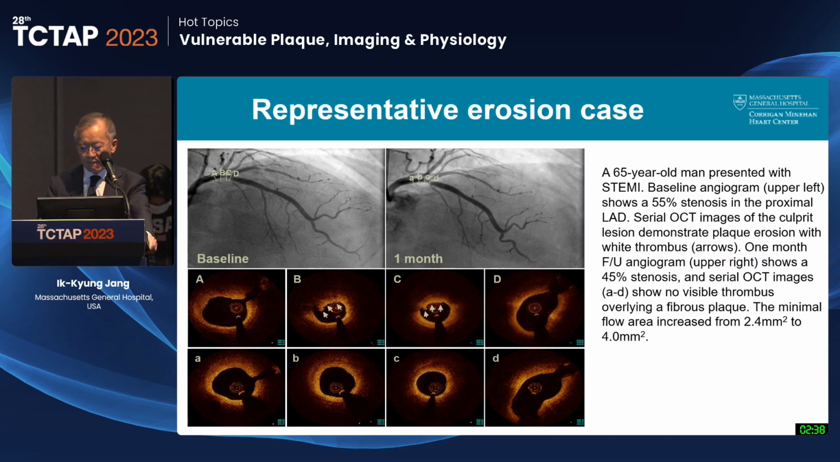So this is one example, a 65-year-old man with anterior MI. This is during the acute phase. This granular structure, these are all platelets. After 1 month of treatment with aspirin and ticagrelor, this is what you had. Minimal flow area increased from 2.4 to 4.0. So when you see a vessel like this, even an interventionalist like Dr. Aloke, you are not going to stent this.